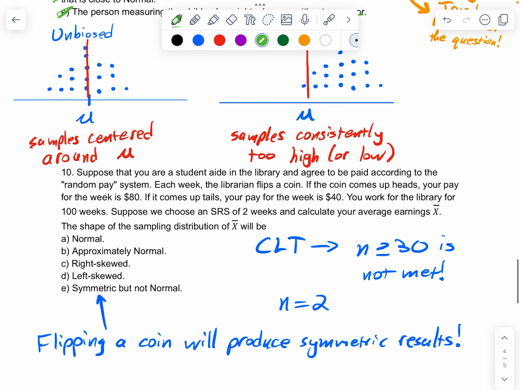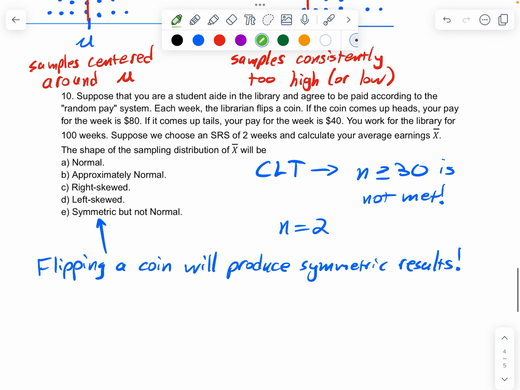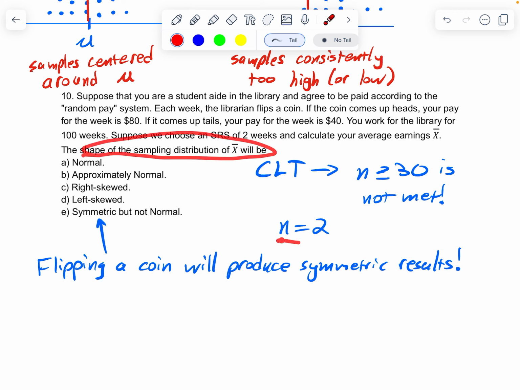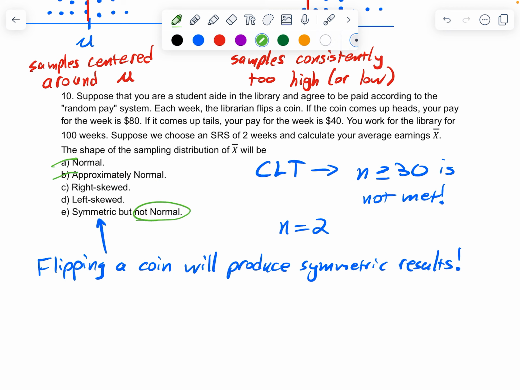Last one. You're getting paid by flipping a coin. If it lands heads, you get $80. Tails, you get $40. You took a simple random sample of 2, only 2. N is 2. So the shape of this distribution, when your sample size is 2, have you met the CLT? Nope. So is it approximately normal or normal? Nope. It's not normal, so the answer is E.